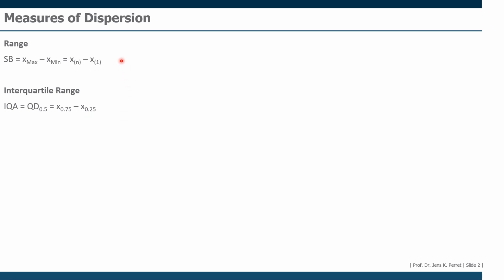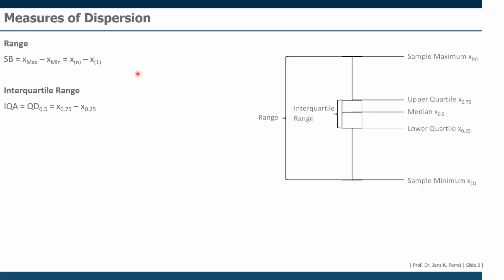Well, the interesting thing about those two statistics is we can also really nicely illustrate them graphically. Because if we take a look at a classical box plot, we have the distance from antenna to antenna, that's the range, that's the whole scope of our data set, and we have the height of the box, that's the interquartile range, that's the middle 50% of the data set. So that's something which works for ordinal data.